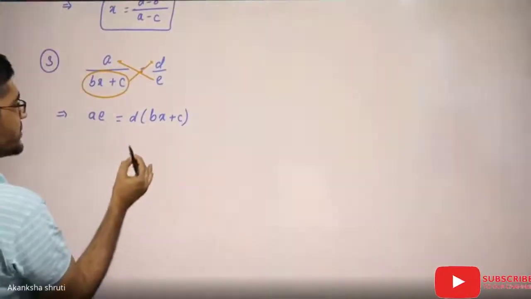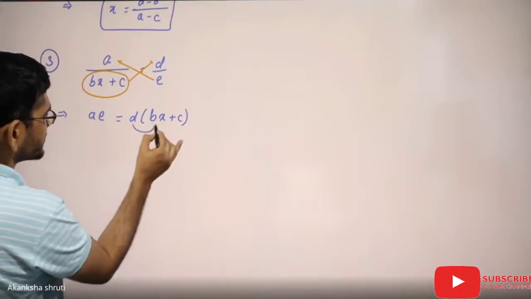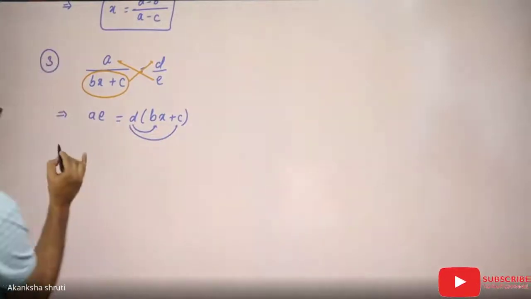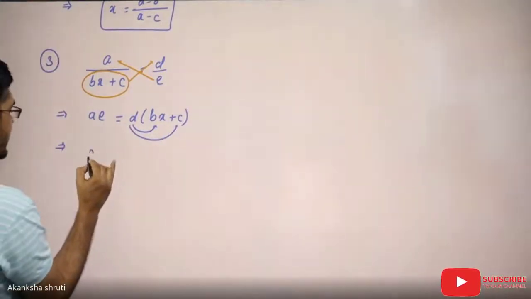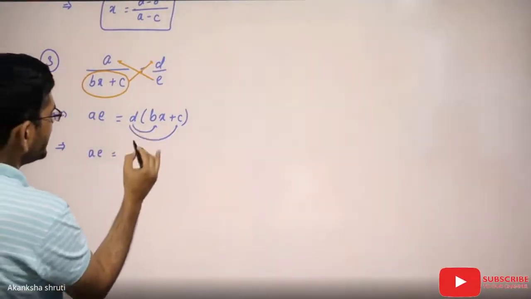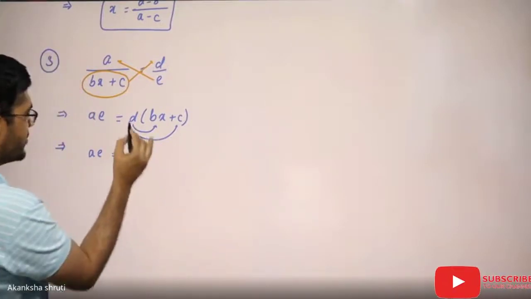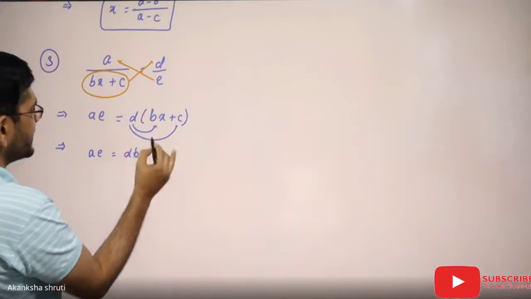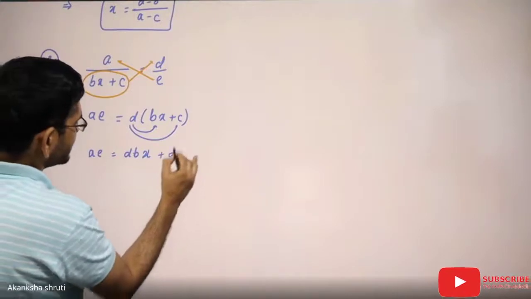Now, we have to apply the distributive property to remove this bracket. It means d will multiply to this first term. Next, this d will also multiply to this second term. This we have learned in our chapter 1 in much more detail. It will turn into AE is equal to dB or BD, because product is commutative, that we have learned. So we may write dB or BD, but x is there, plus dc.